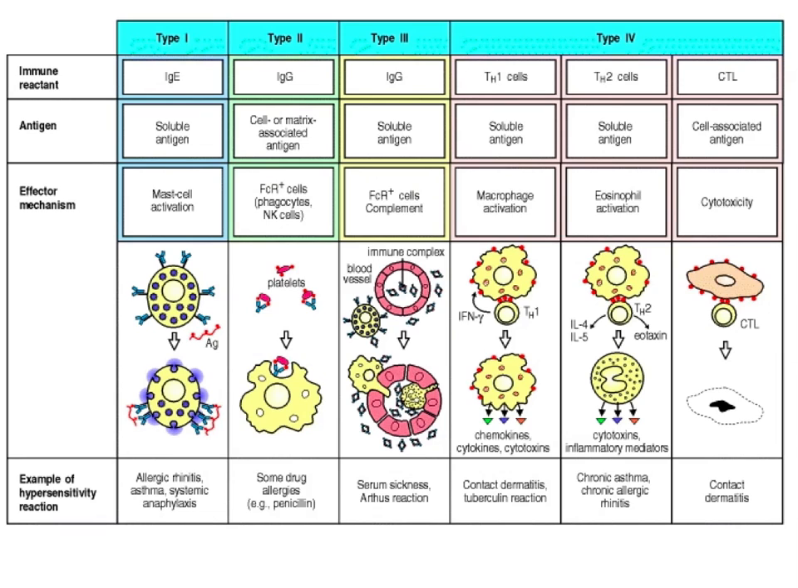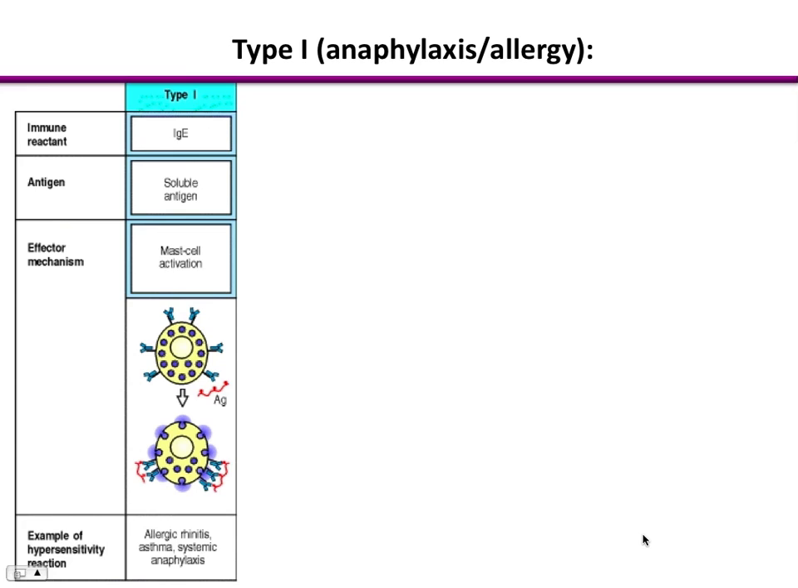This is just another textbook picture of all the 4 types and the mechanism behind each, what antigen they respond to, what the reactant is, and examples of diseases linked with it. And I will give examples. These are, of course, textbook examples, more medical side examples, but I'll be giving you some oral examples of all these. So first, type 1 is what we call, in lay terms, allergy or anaphylaxis.